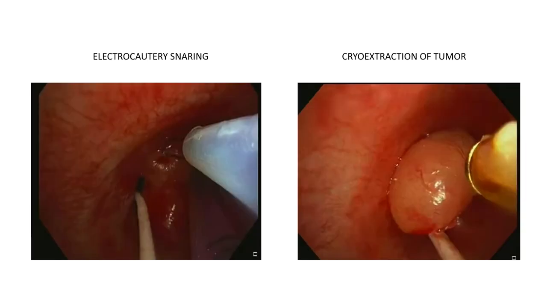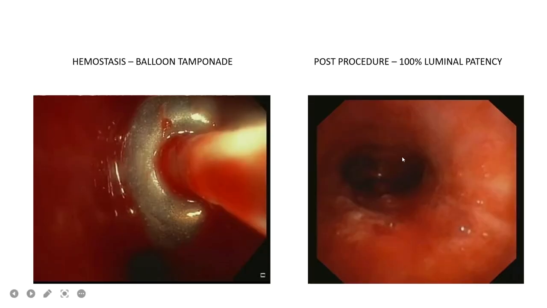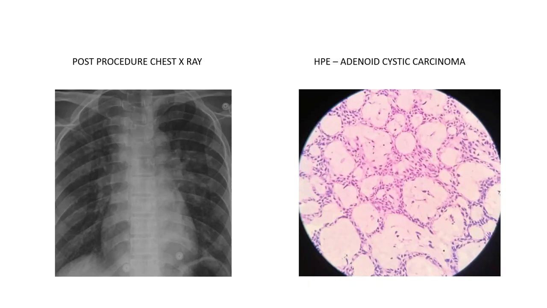So we used the electrosurgical instruments and the cryo to debulk these tumors, and we attained a normal luminal patency, and the patient was discharged the very next day. And on diagnosis, what you get is an adenoid cystic carcinoma. So whenever you have a patient who has asthma or COPD which is non-responsive to treatment, always suspect some element of a central airway obstruction.